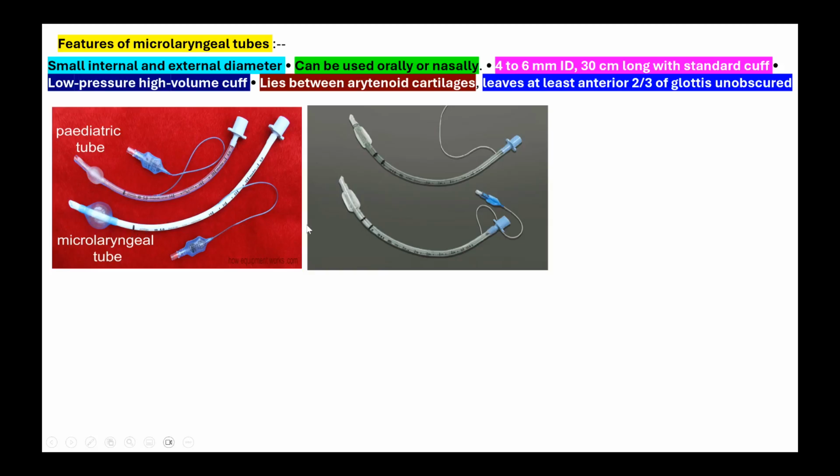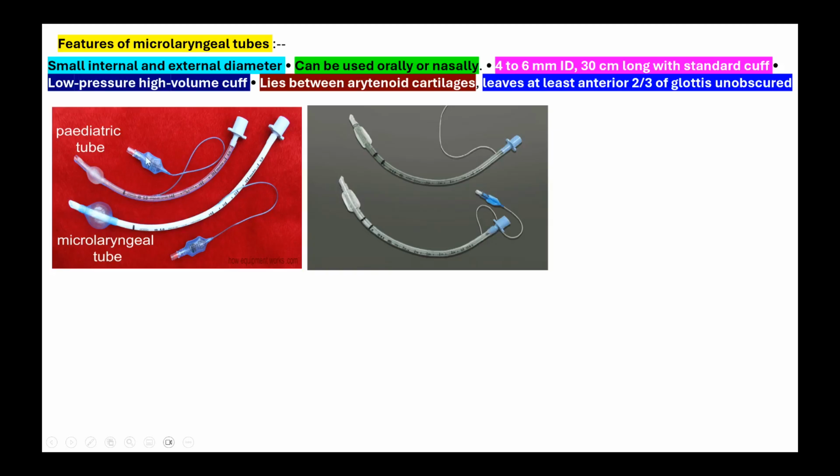This looks like a metallic reinforcement tube, sir. The right one. Like a, but this is not a metallic reinforced tube. And the cuff also looks like a high volume cuff, sir. Do you find any difference in the bevel? Yes, sir. Do you find any difference in the starting point of the pilot balloon? It started earlier, sir.